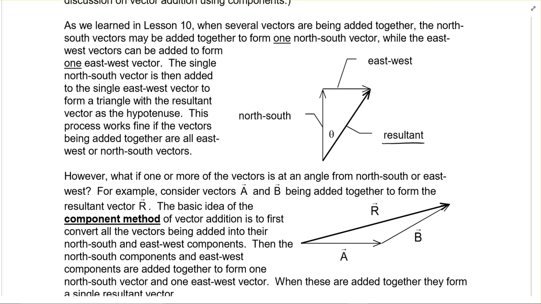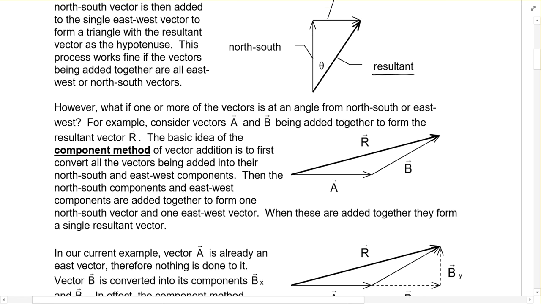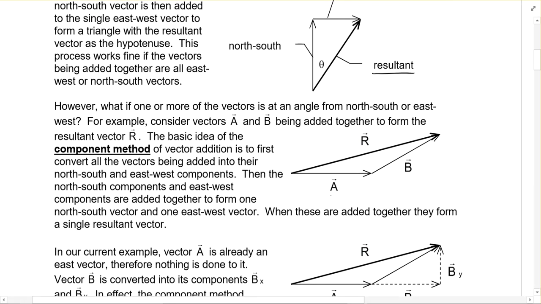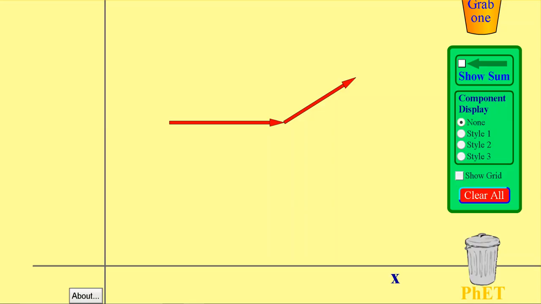All right, but now what if you have a situation like this, where A is going east and west, so that's kind of like what we did, but B is off on an angle? We like things being east and west or north and south. We don't really like things being on an angle like this. They're kind of harder to describe in physics. So what we're going to do, we've got a different style on here.